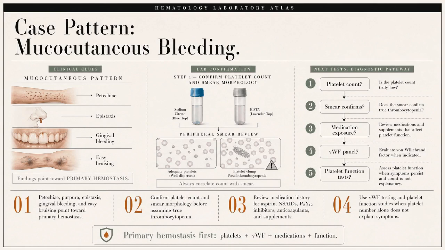Testing may include PT, APTT, platelet function screening, and VWF assays. Let the bleeding pattern guide your workup. Don't jump to rare factor assays if a common platelet problem is more likely.